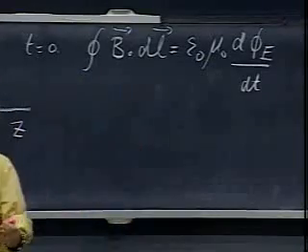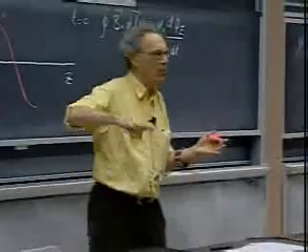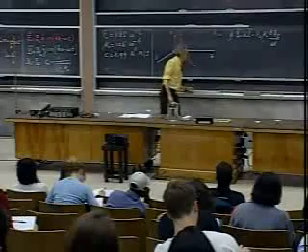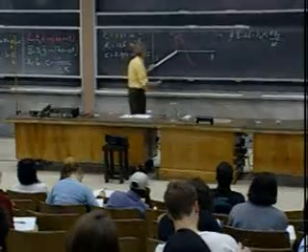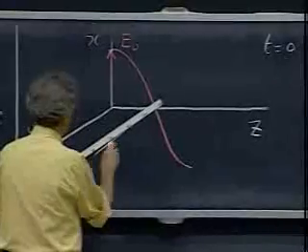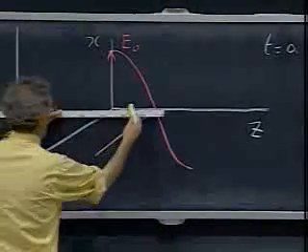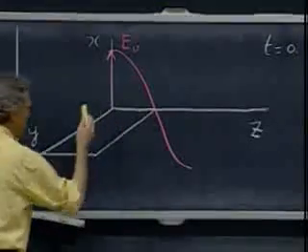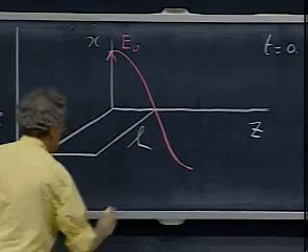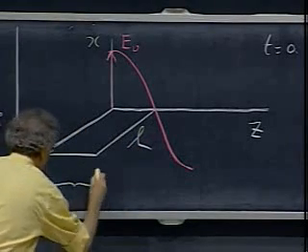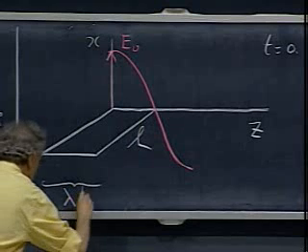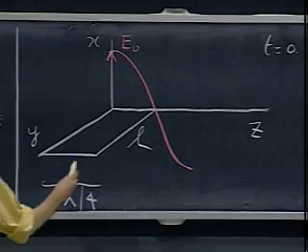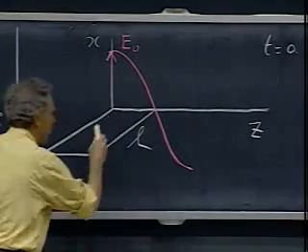I need a closed loop, and I need a surface that I attach, an open surface to that closed loop. I'm going to choose a closed loop in the plane YZ. And this is going to be my closed loop. This length is L, and the width, this side, is lambda divided by 4. I have to do a closed loop integral of B dot dl. I will do that last.